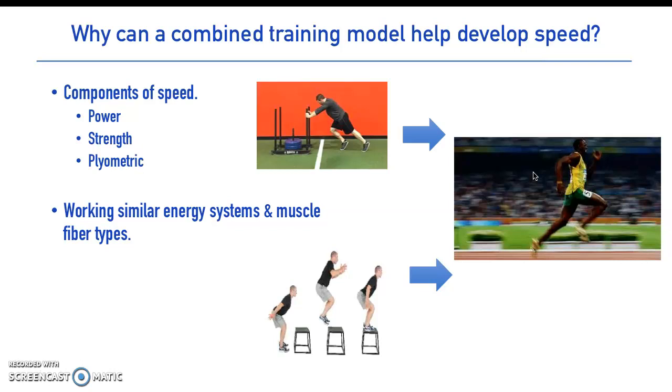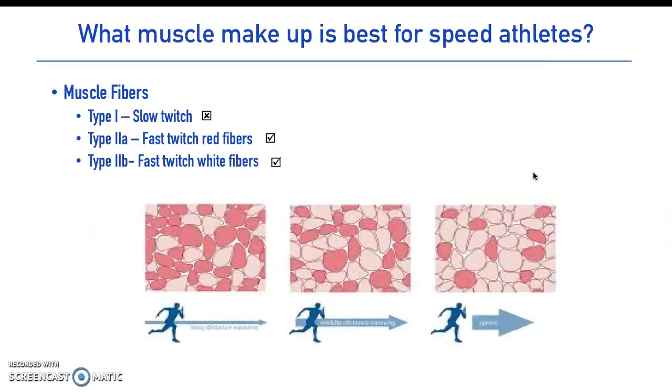Now, if you combine these components of speed, if you have within your program a little bit of a strength emphasis, a little bit of power emphasis, and a little bit of plyometric work, this can all translate to a nice high speed or speed training to be able to develop our speed. Okay, and the way that it does this is we're working on similar energy systems and very similar muscle fiber types.